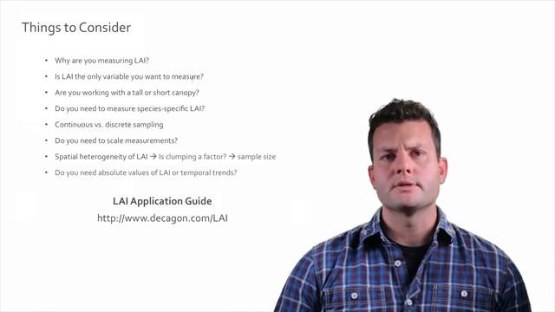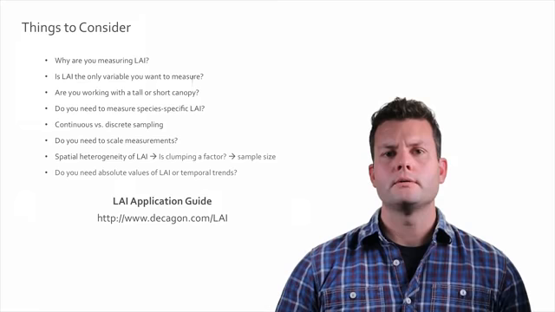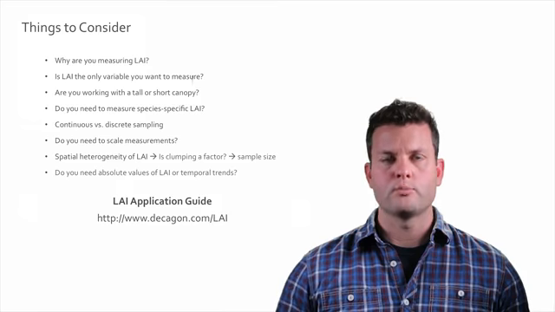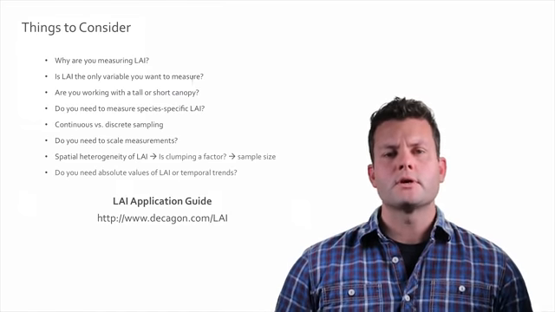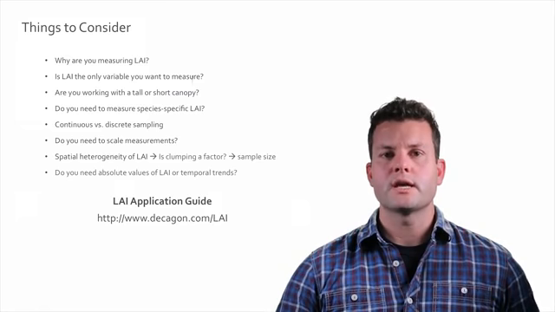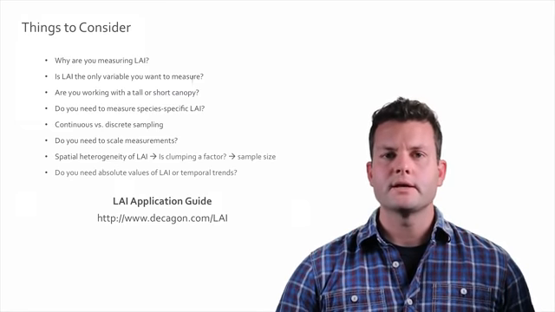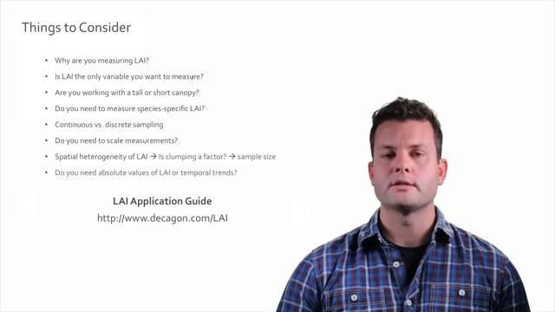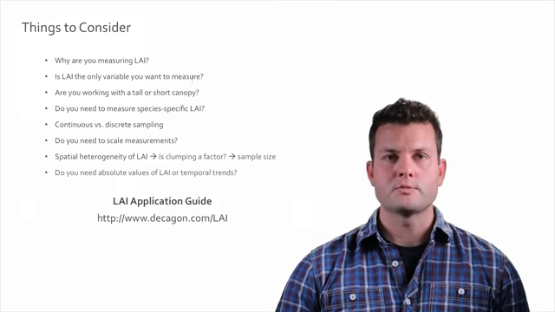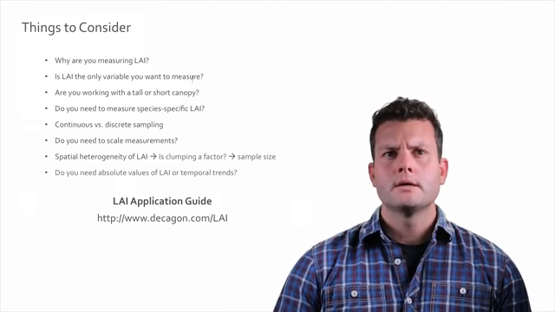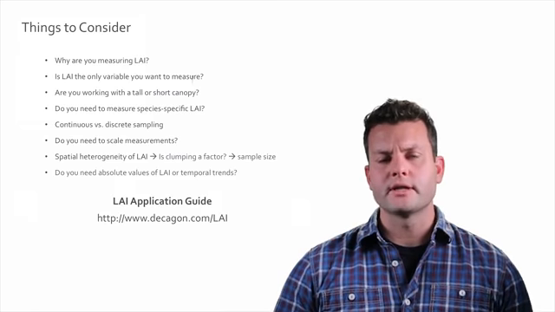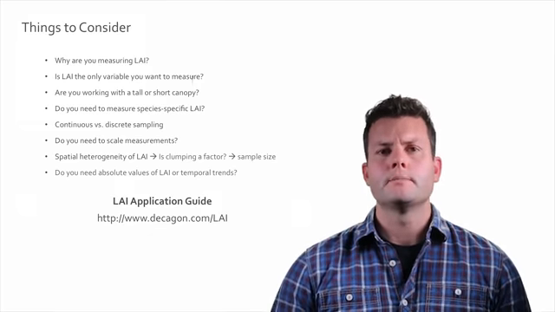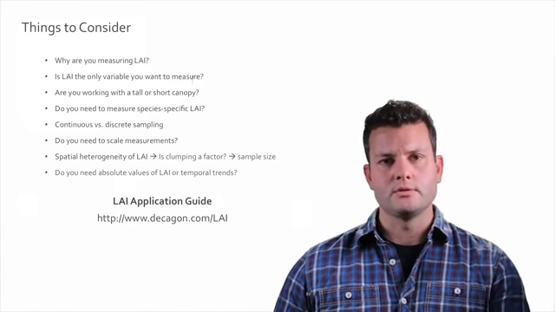Do you need to scale the measurements? Consider your sampling protocol and what the sources of data are that you have available to scale from the local level to a broader scale. Consider how spatially heterogeneous LAI is within your canopy. Consider how clumped that LAI is. These should have an influence on how many samples you collect and where those samples are distributed spatially. And then finally, do you need absolute values of LAI, or can you use something else as a proxy? For example, the proxy side would maybe just be using NDVI.